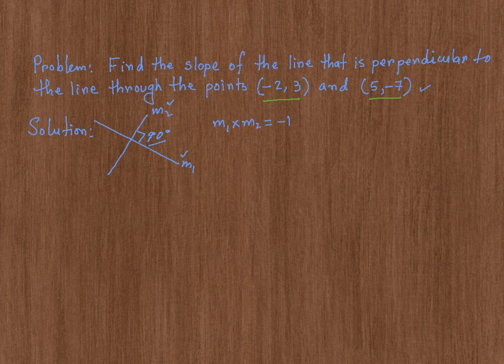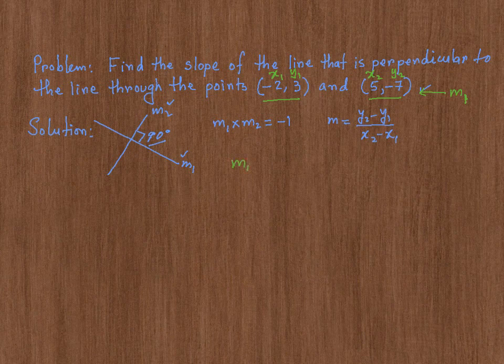Now let's go ahead and use the slope formula, which is m equals y2 minus y1 divided by x2 minus x1. Now I'm going to do some labeling here. Call this one x1 and this one y1, and x2, y2. I'm going to label the slope of this line m1, and the slope of the line that I'm looking for is going to be m2.